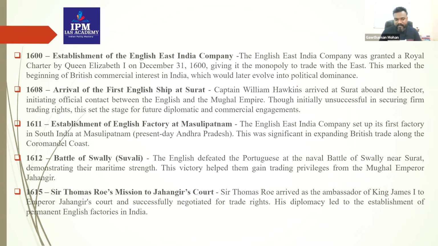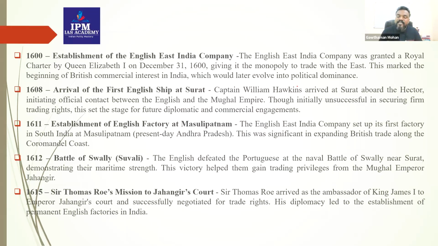In 1615, okay, Sir Thomas Roe's mission to Jahangir's court. Now, they wanted to establish their official contact with the Mughal emperor. So that's what happened. Sir Thomas Roe arrived as the ambassador of King James I to Emperor Jahangir's court, and successfully negotiated for trade rights. Okay, so that was a success for them.